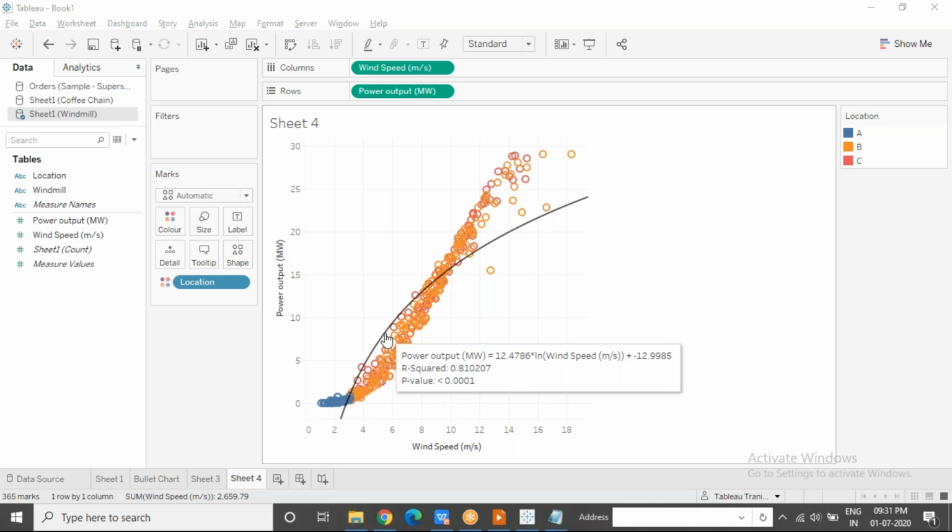So 12.4786 multiplied by the natural log of the wind speed plus the y-intercept. The R squared value went down. From 0.95, it has reduced to 0.8.